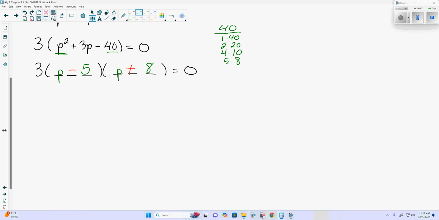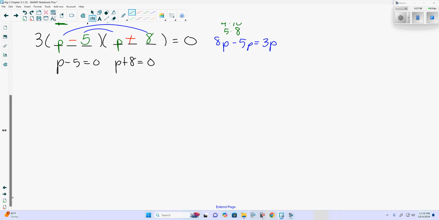And if I do check this, p times 8 is 8p. Negative 5 times p is negative 5p, giving us positive 3p. So those are the two correct sets of factors, telling us that p minus 5 is equal to 0 and p plus 8 is equal to 0. For our p minus 5, we would add 5.